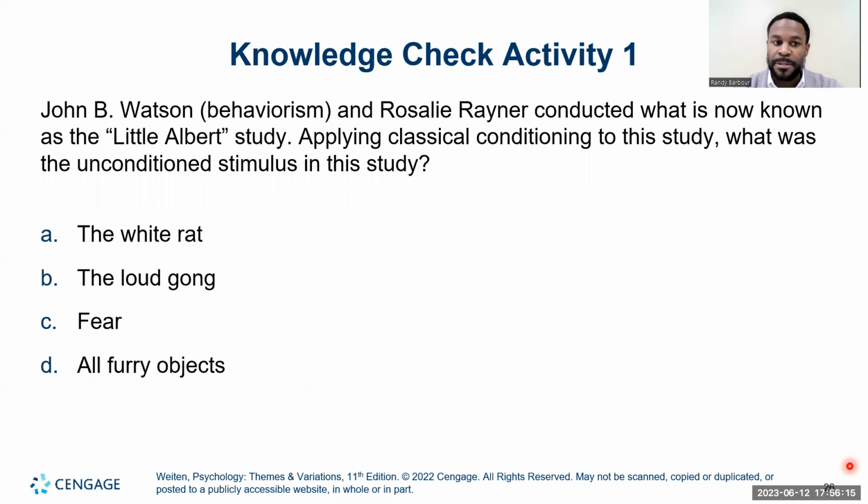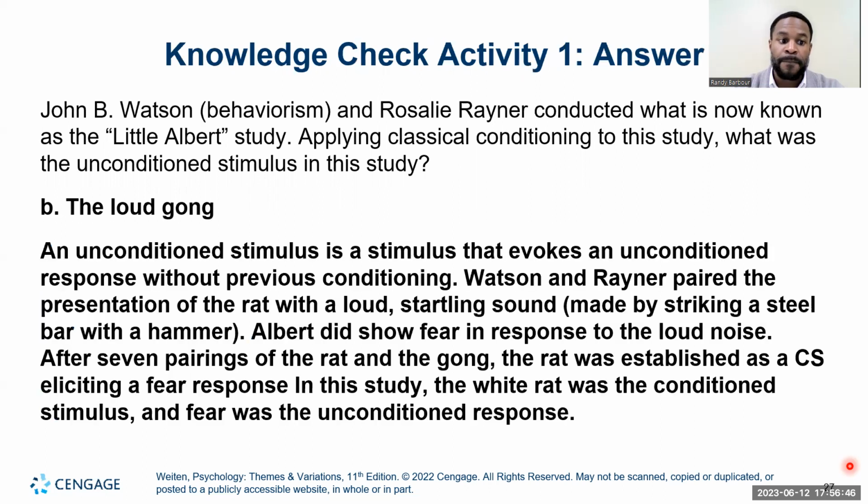Okay, here's one of the questions. Again, John B. Watson and Rosalie Rayner conducted what is known as the Little Albert study. So applying classical conditioning to this study, what was the unconditioned stimulus in this study, right? If you think through the different processes of classical conditioning, the unconditioned stimulus is that natural stimulus that creates the unconditioned response, right? So the answer to this question would be B. The unconditioned stimulus is a stimulus that evokes an unconditioned response without previous conditioning whatsoever. So by striking the steel bar with the hammer, it startled Little Albert, and that caused him to cry, which is then the unconditioned response.